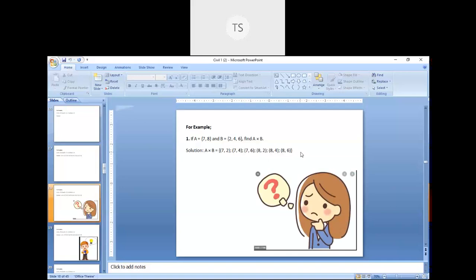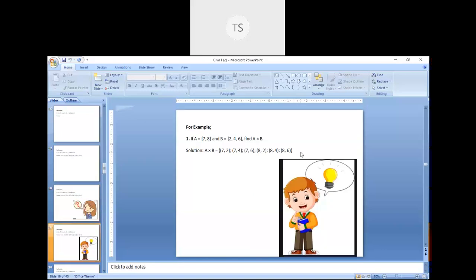Now see, here the number of elements are very few, like 2 and 3. So it will be easy to count. Okay, I will write 7, then 2, 4 and 6, then 8, again 2, 4 and 6. Now, is there any method to write this, or is there any simpler method to write the elements? So she's thinking, okay, if I get an idea how to write this, it will be easy for me to remember. Now, this boy has an idea.